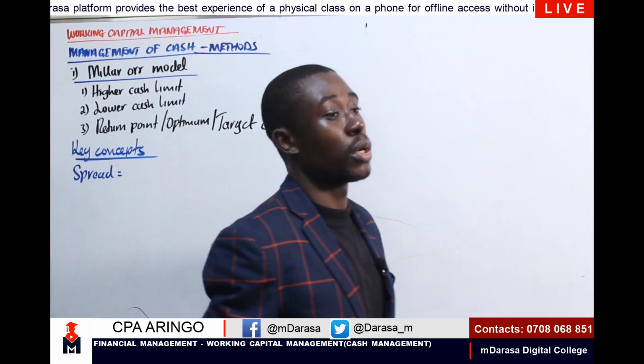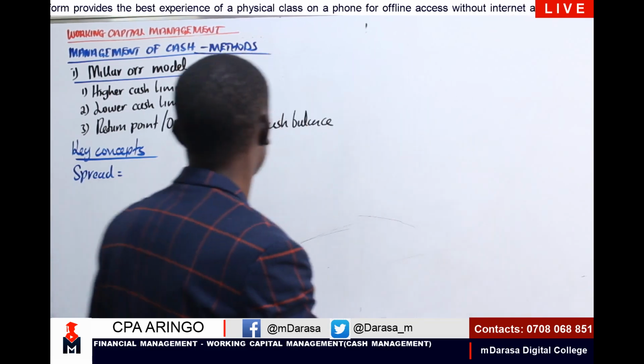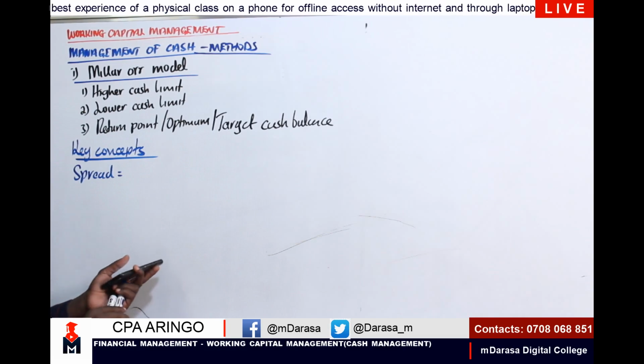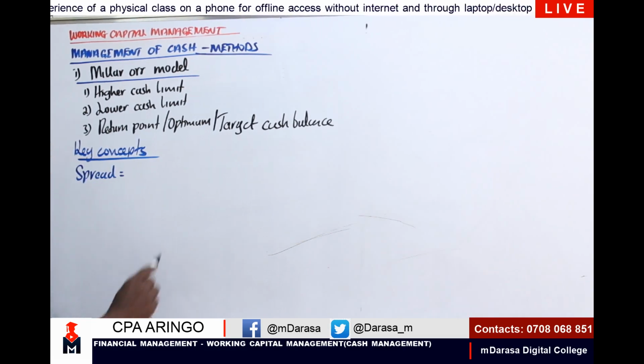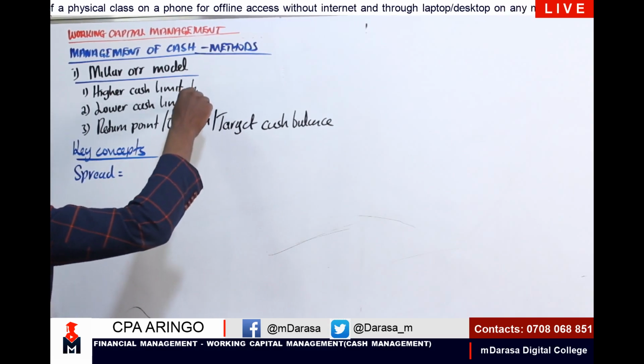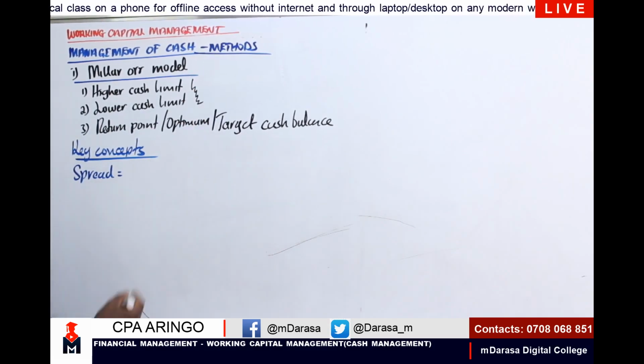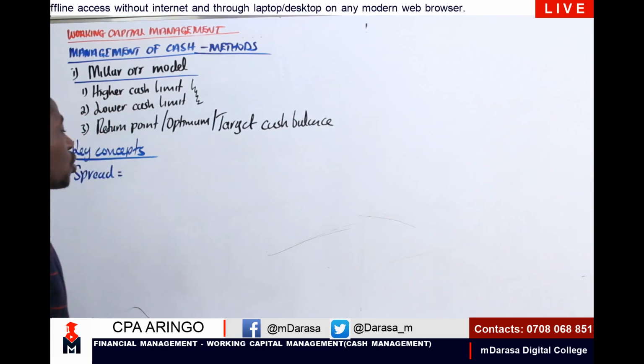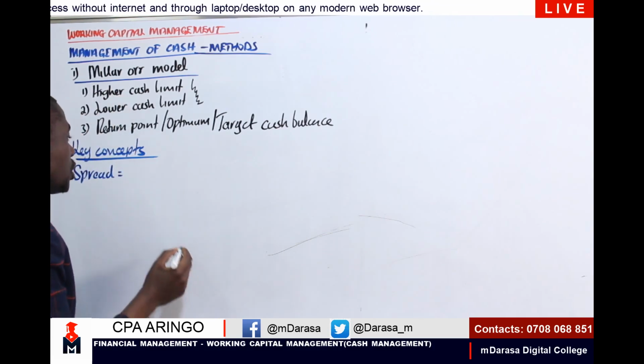Because at this point, the whole idea is that you'll find this cash will be fluctuating in between these two points, right? So talking of a spread, for us to achieve our spread in the assumptions of the Miller-Orr model, it's just a simple concept.